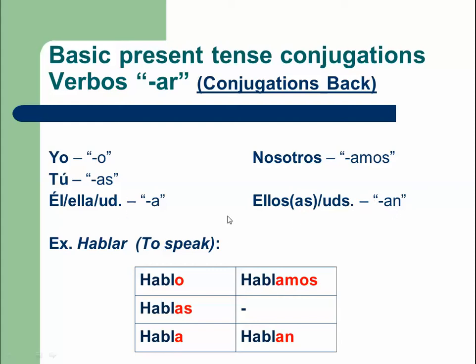There's lots of ways to remember these endings. You can just memorize them. O, as, a, amos, an. O, as, a, amos, an. And do that a million times until you remember. It's O, as, a, amos, an.